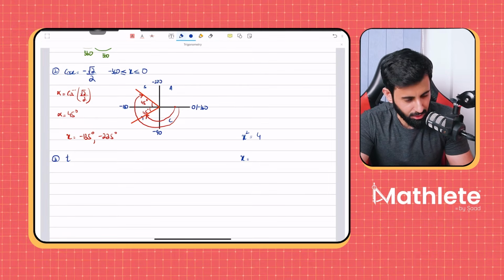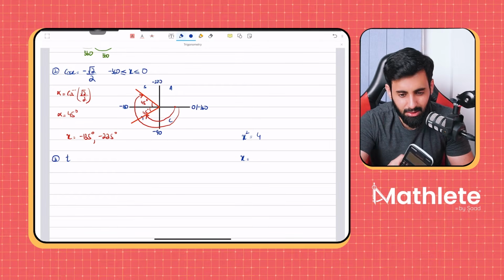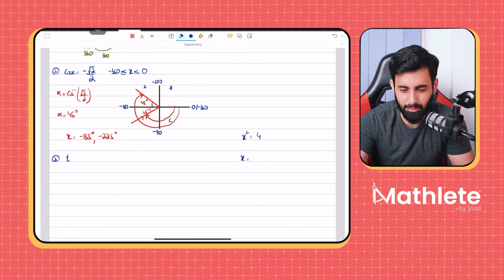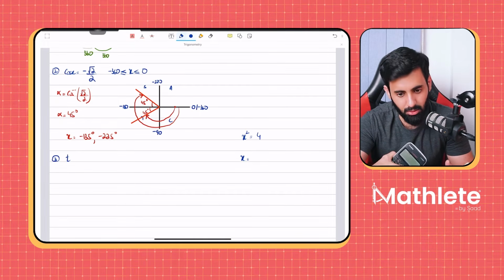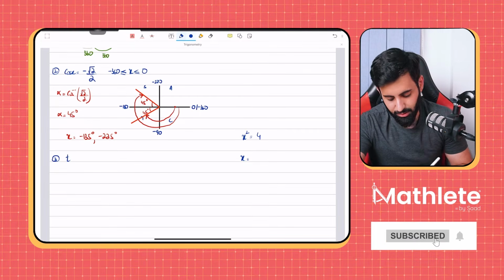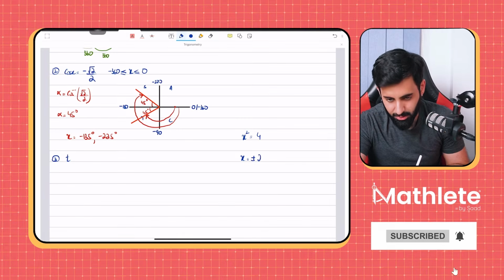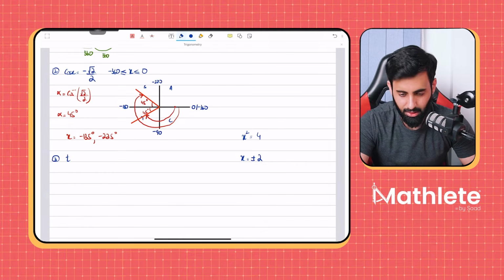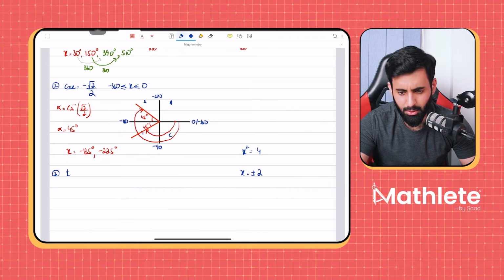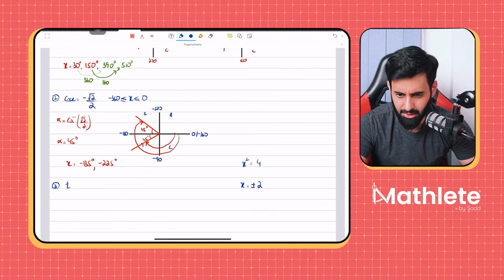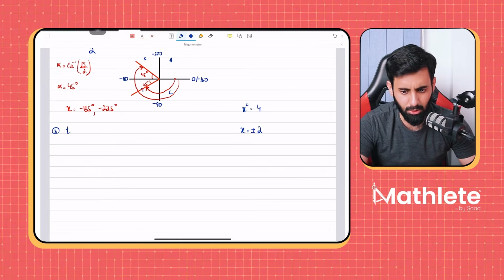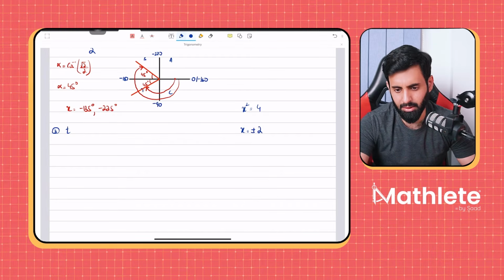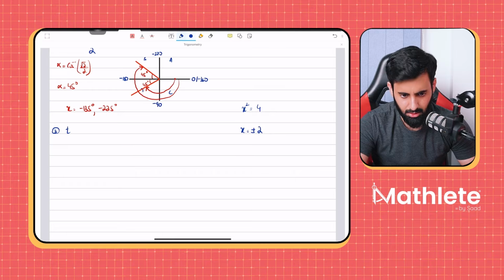Does that mean the calculator is wrong? No. What that means is the calculator doesn't know what we're trying to do. We're trying to find a number which, if we square, we get 4. And we know from prior knowledge that it's not just 2, it's actually plus minus 2. This was to elaborate on what happens if you take the inverse of the negative value. The calculator doesn't know the context of the question. We know the context of the question.